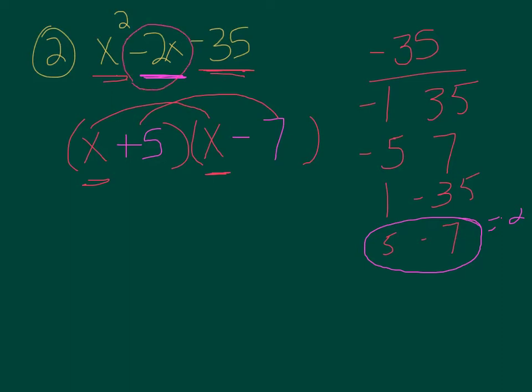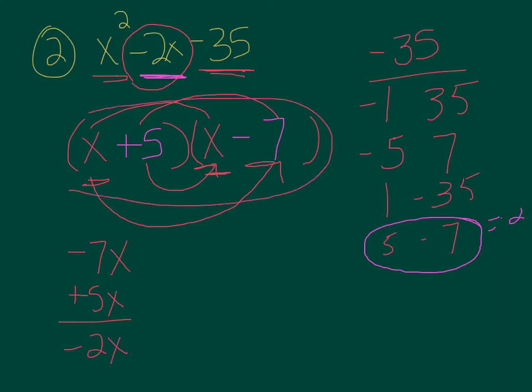And how I do that again is I'm going to take my x times my negative 7, I get negative 7x. That was my outside, now I'm going to take my inside, 5 times x, and I get 5x. When I add those, I get negative 2x. And that's what I wanted, a negative 2x. So I know this is my correct answer.